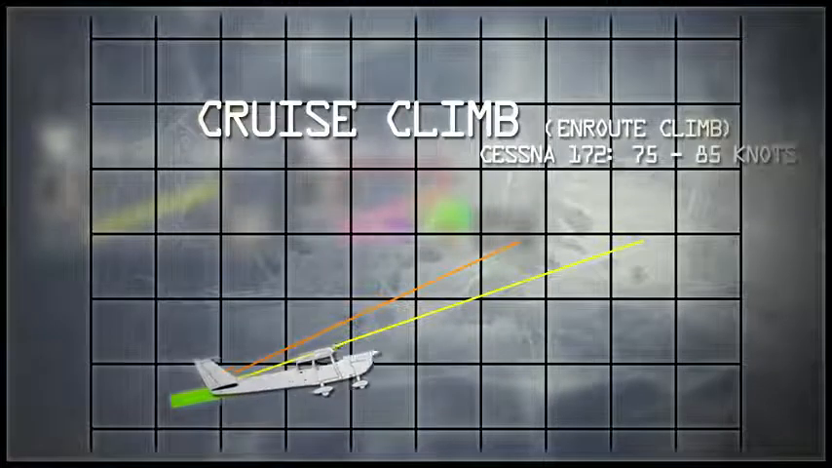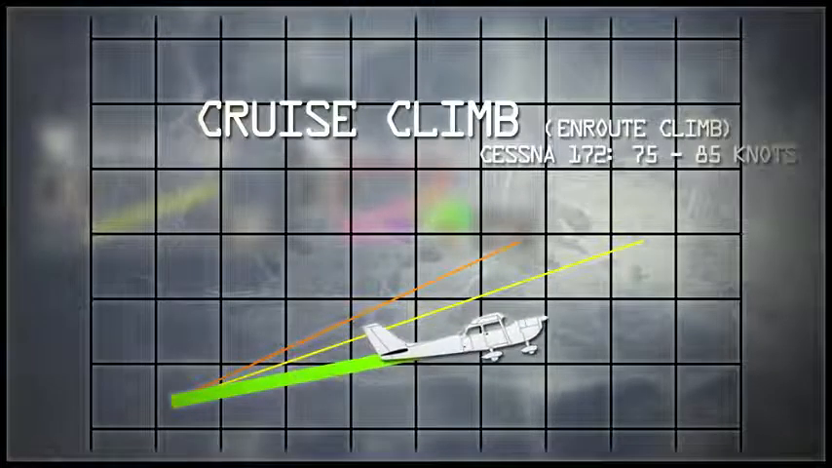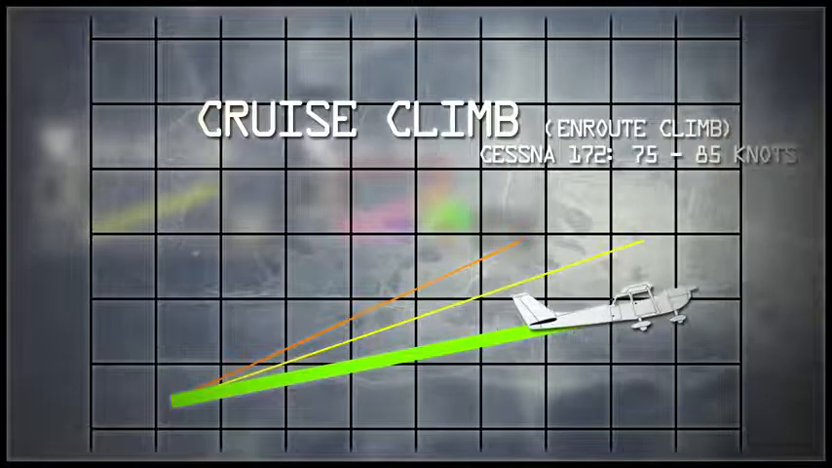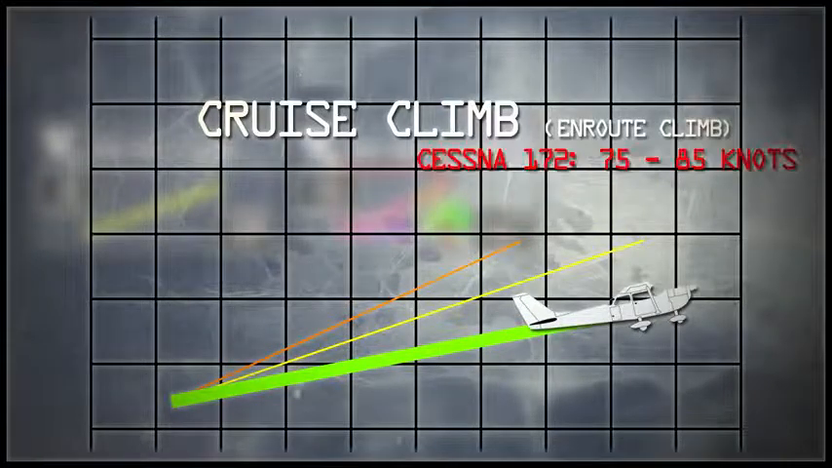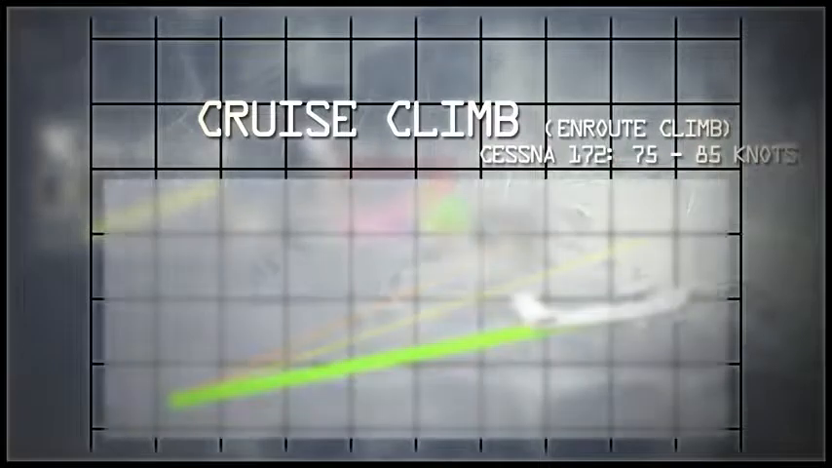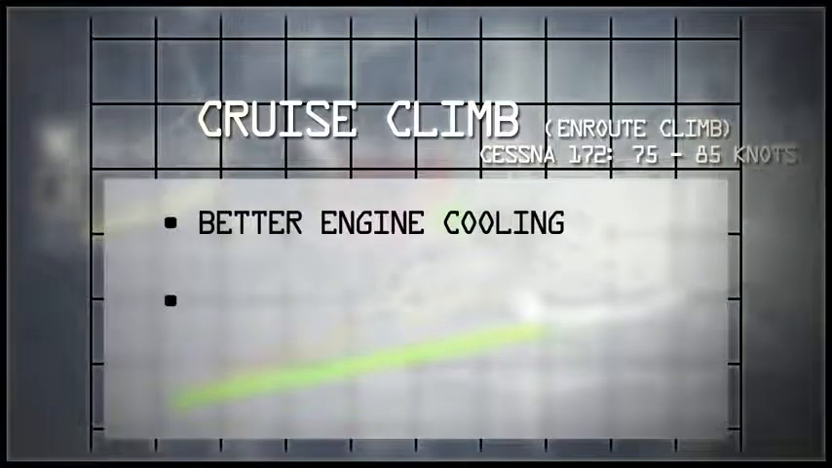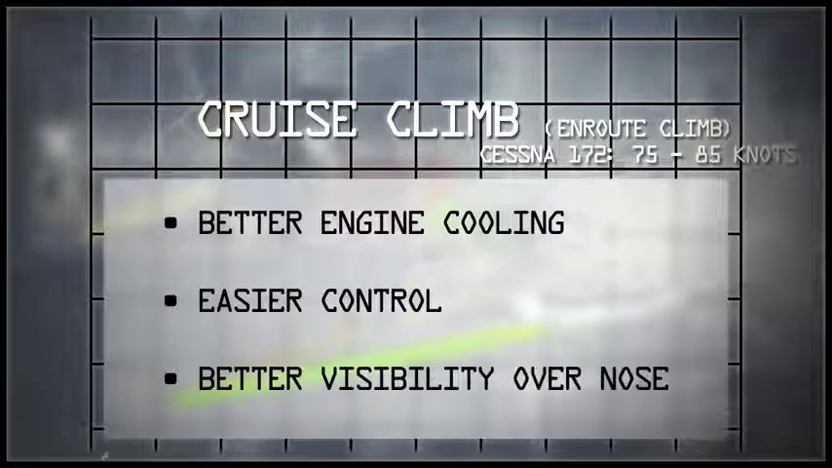Finally, a cruise climb is the type of climb used most often, especially when a pilot is in no rush to get to a higher altitude. The airspeed that is used for a normal climb is generally higher than the airplane's best rate of climb, which allows for better engine cooling, easier control, and better visibility over the nose.